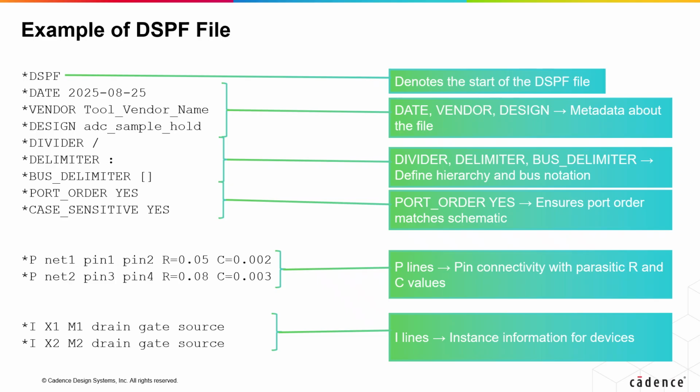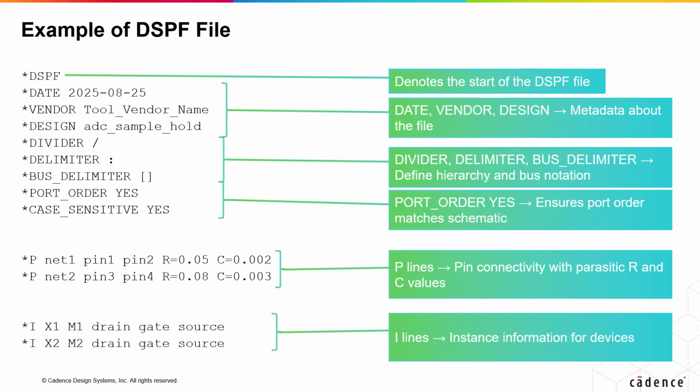Moving to the parasitic data section, lines starting with P describe parasitic elements for specific nets. For example, PNet1 pin 2 means that net 1 connects pin 1 and pin 2 with a resistance of 0.05 ohms and capacitance of 0.002 picofarads. Similarly, net 2 connects pin 3 and pin 4 with slightly higher parasitics. These values are critical for timing and signal integrity analysis because they represent real-world interconnect effects.